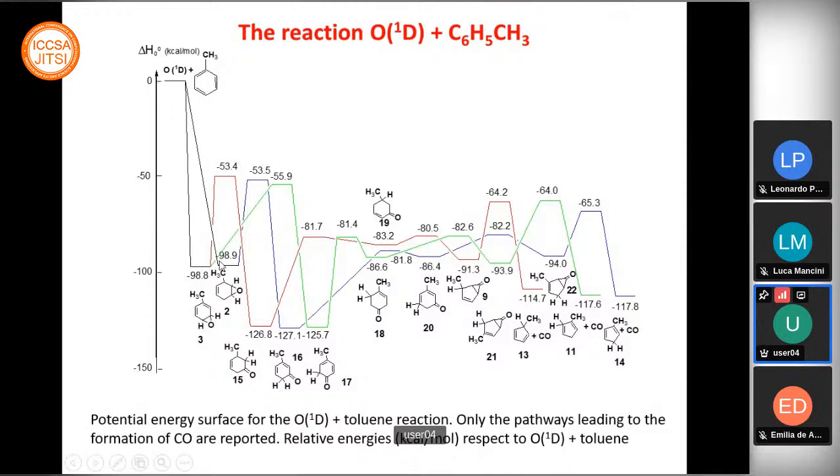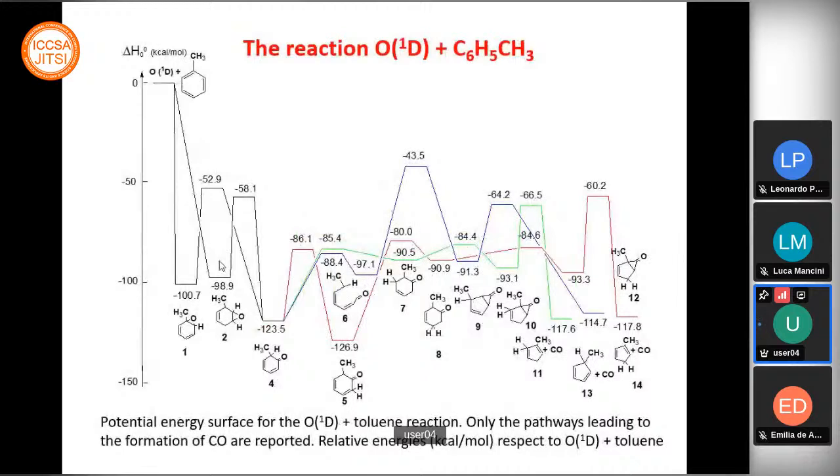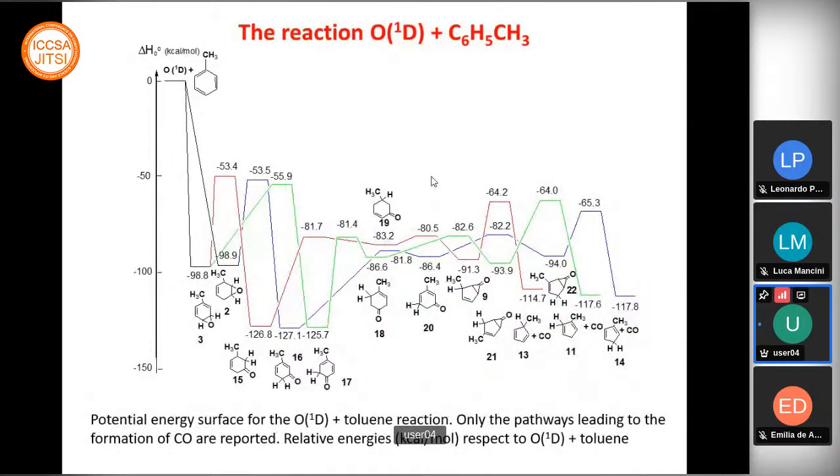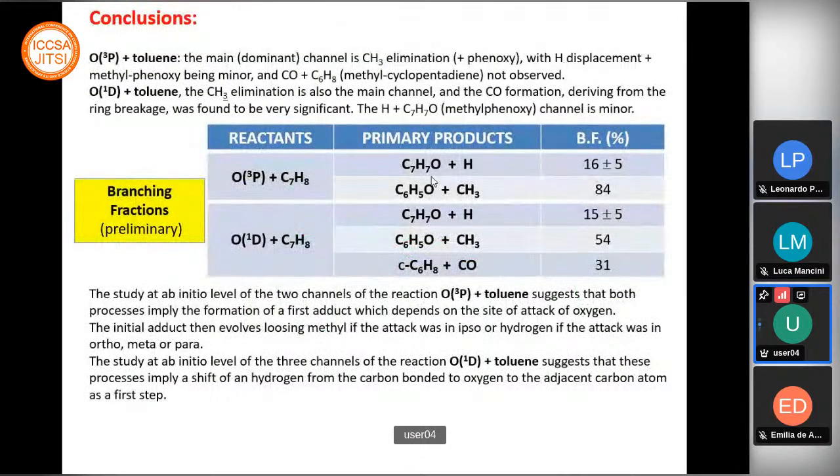Of course, we can have some information about which one can be the main exit channel, considering the energy barriers involved in these isomerization steps. For instance, this path should be relatively difficult because we have a barrier much higher than those implied in the other isomerization pathways. So we can have some information from the height of the barriers and also from the number of different isomerization steps necessary to arrive to the products. But in order to have quantitative information, it's necessary to compute, of course, the branching fractions.